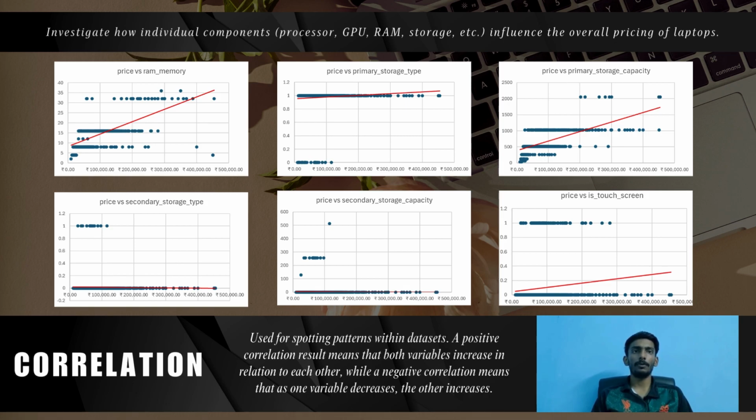Correlation is used for spotting patterns within a dataset. A positive correlation result means that both variables increase in relation to each other, while a negative correlation means that as one variable decreases, the other increases. Firstly, we will be looking at RAM memory. The amount of RAM memory has a strong positive correlation with the price, 0.633. More RAM allows the laptop to run more applications at the same time without slowing down, which is a desirable feature. Next up is storage.